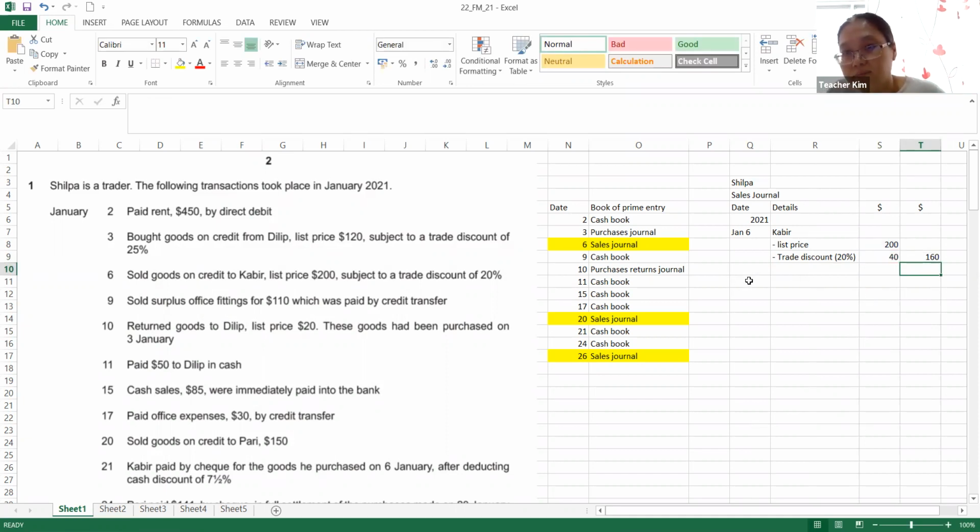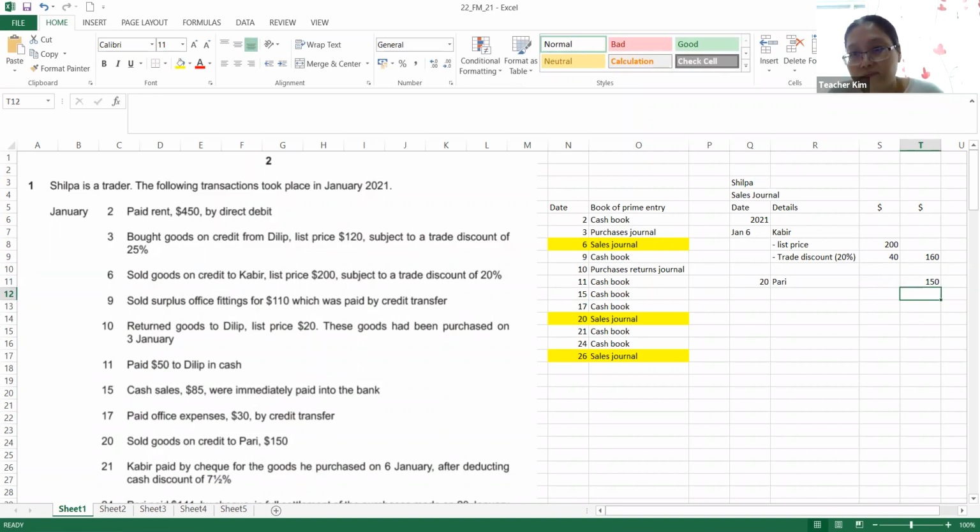Okay, the next one on 20th. Okay, on 20th, we sold to Pari. Pari, they didn't mention anything. Okay, they straight away 150. So we just put 150. Straight away putting into here 150 because there is no calculation needed to be done.